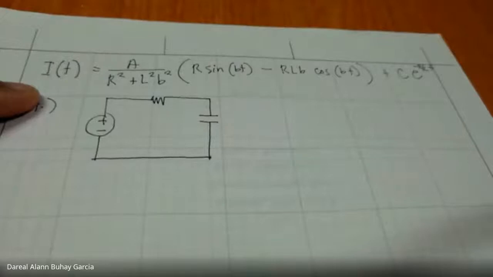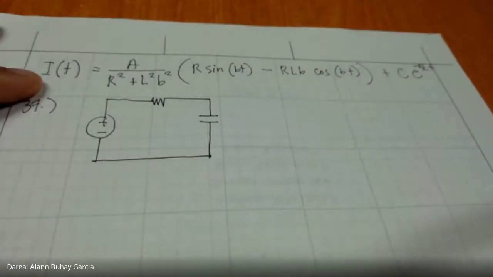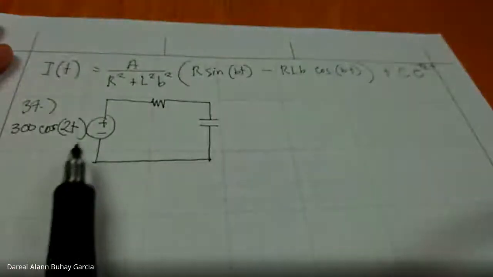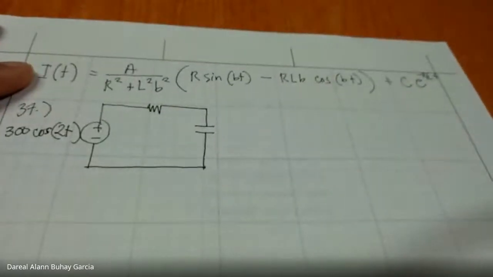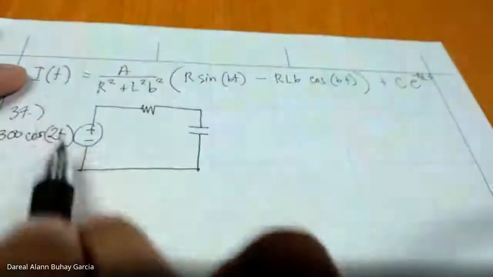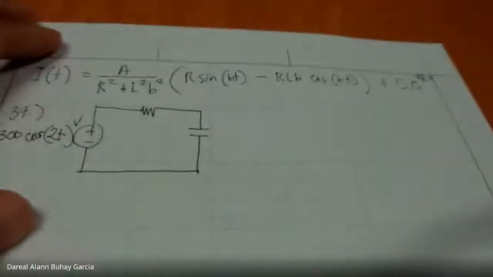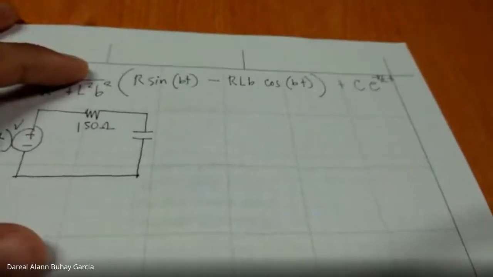Okay, so that's what it looks like. Given an RC circuit having an EMF of 300 cosine 2t volts, a resistance of 150 ohms, and a capacitance of 1 over 6 times 10 to the power of negative 2 farads.